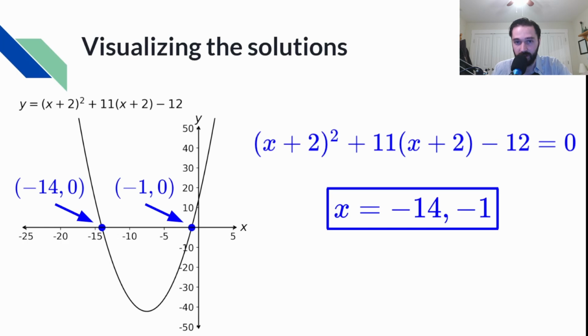So that's how we can solve equations in quadratic form. We make a u substitution, and we solve the equation in u, and then we make the transition back to the equations in x.